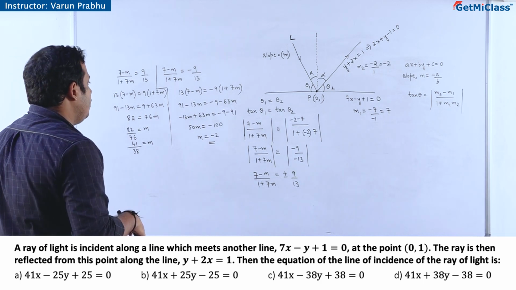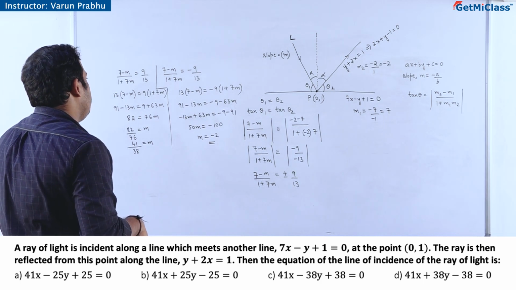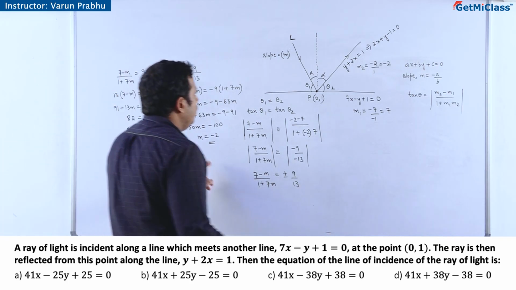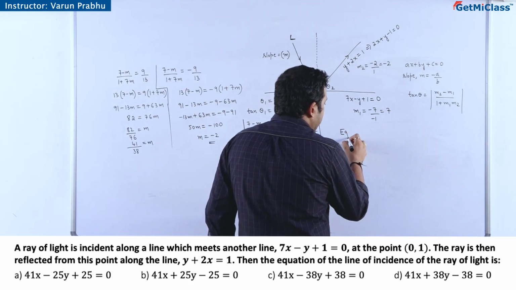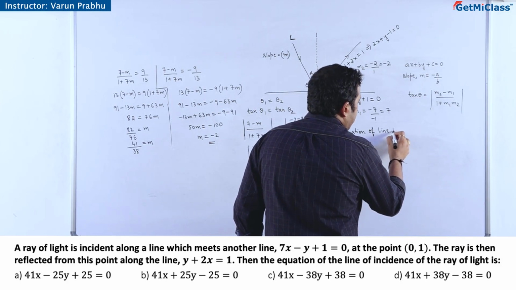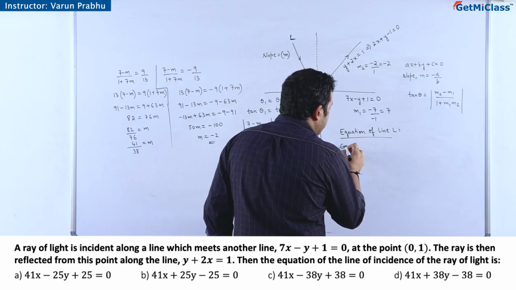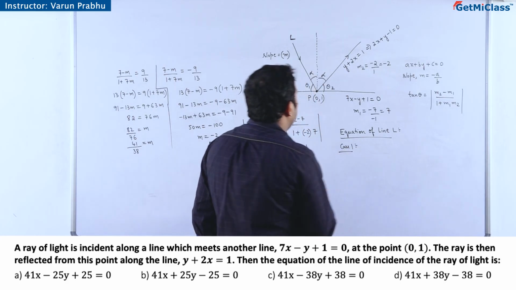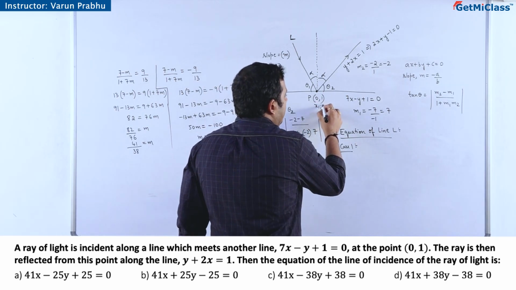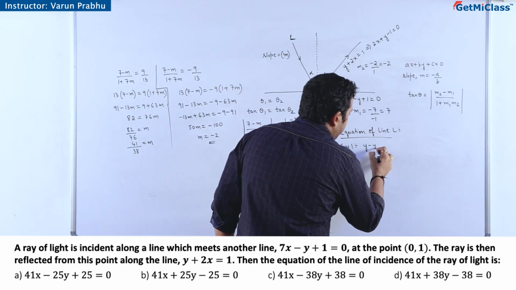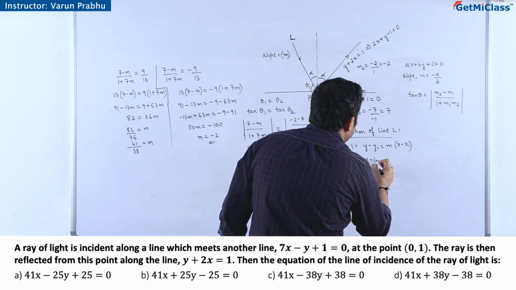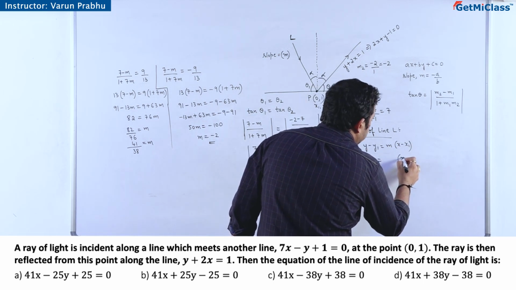Now the question is asking you to calculate the equation of this particular line, the equation of line L. First you calculate case number 1. What is case number 1 for the equation of line L? This is nothing but x1 comma y1, right? y minus y1 is equal to m into x minus x1. So I can say y minus 1 is equal to m into x minus 0.